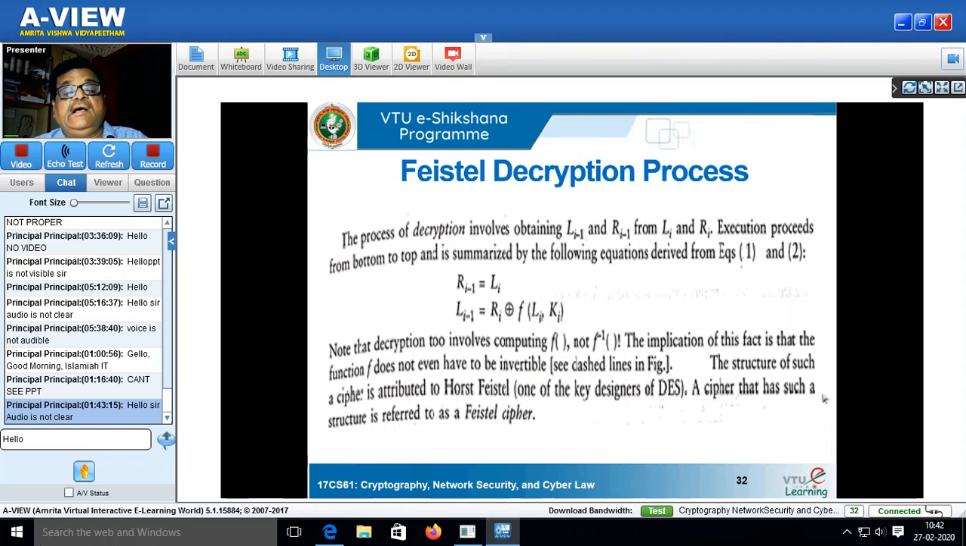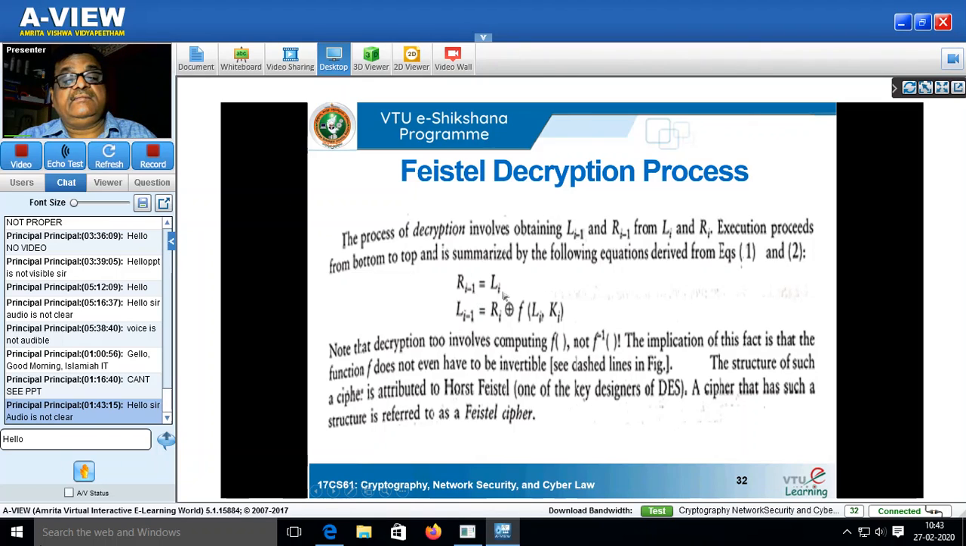Now we shall see how the decryption process takes place. The decryption process involves L(i-1) and R(i-1). We are moving bottom up here. That means, what is the final ciphertext? From there, what will be in round number 15? From round number 15 to round number 14, like that. To carry out that, we use a bottom-up approach, summarized by the following equations.